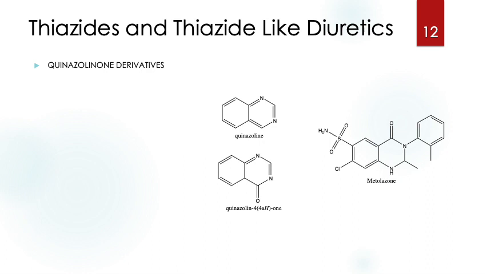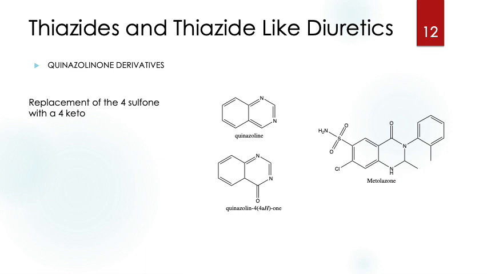Now, when you look at the quinazolinone derivatives of thiazide diuretics, those are basically analogs of the thiazides, but instead of the sulfone group, you have a ketone group. Another way to put it is to say that the sulfonamide group has been replaced with an amide group. The effects of the drugs in this category are very similar.